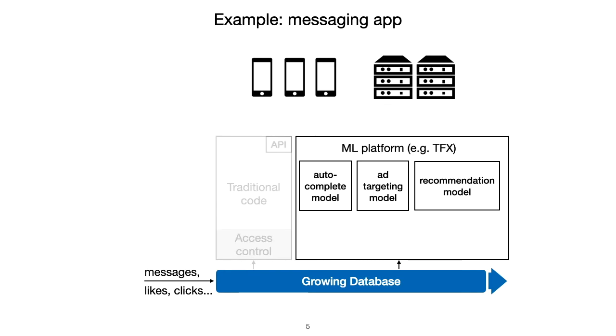Now, if you look at the ML part of an application, we'll use a machine learning platform, like Google's TensorFlow Extended maybe, to train models for different features of the application, such as an autocomplete model, some ad targeting model, maybe a recommendation model, and we will serve predictions both through APIs and directly on users' devices. A key difference with traditional code, though, is that the models and their predictions are not based on the data from just one user, but on everyone's messages, likes, and clicks.